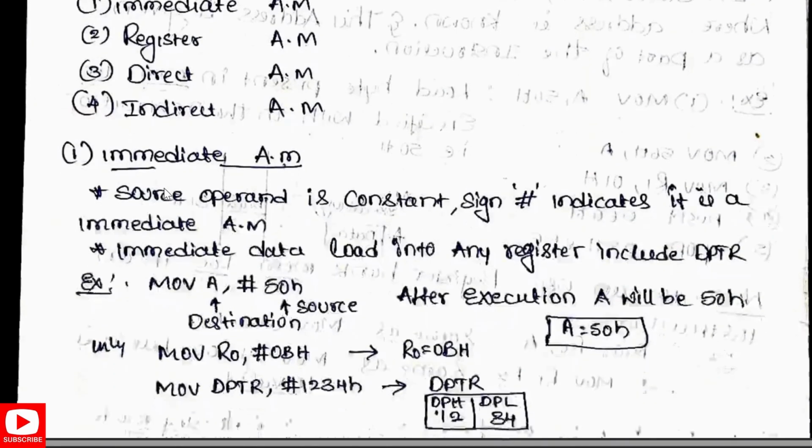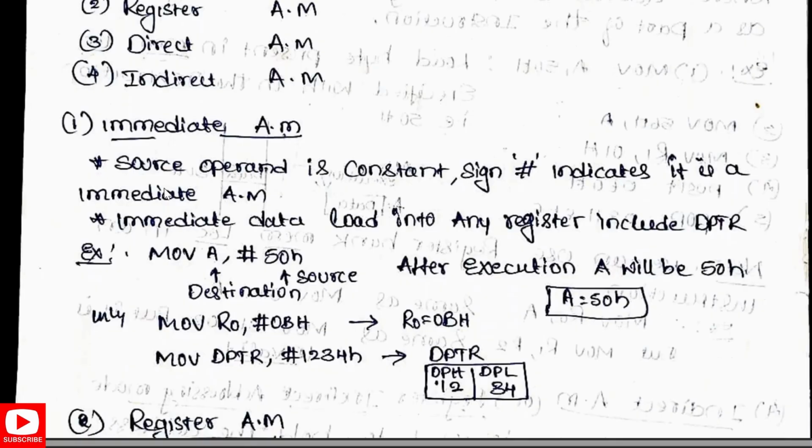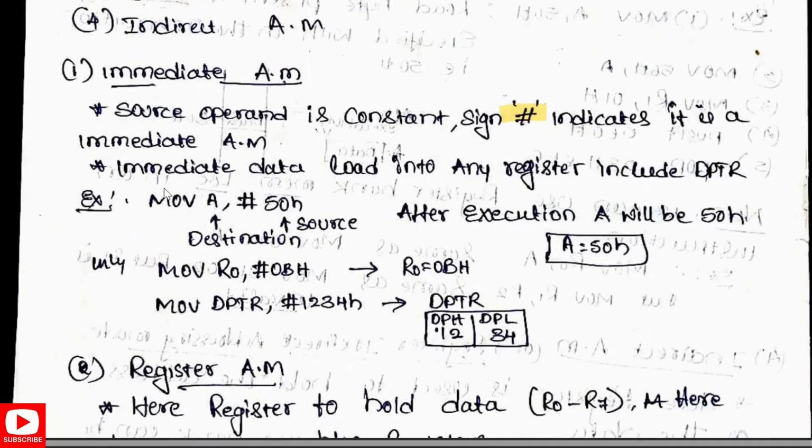Immediate means the source operand is a constant, indicated by a hash in the immediate addressing mode. Here immediate data can be loaded into any of the registers, including the DPTR. For example, MOV A, #50H means here A is my destination and 50H is my source.